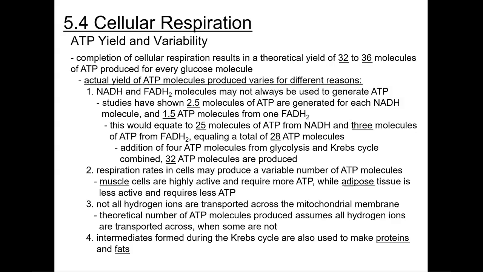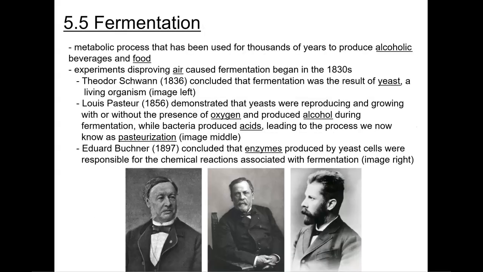Respiration rates in cells may produce variable ATP. Muscle cells are highly active and require more ATP, while adipose tissue is less active and requires less ATP. So the more muscular you are, the more energy you need. Not all hydrogen ions are transported across the mitochondrial membrane, and so the theoretical number of ATP molecules produced assumes all hydrogen ions are transported. If some aren't, then the ATP is going to be less. Intermediate forms during the Krebs cycle are also sometimes used to make proteins and fats, so not necessarily ATP molecules.